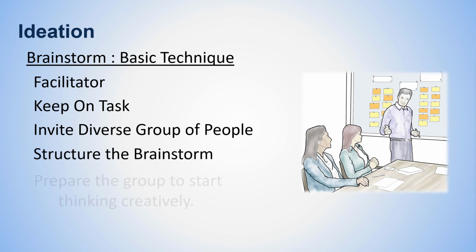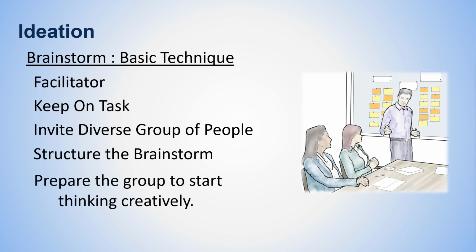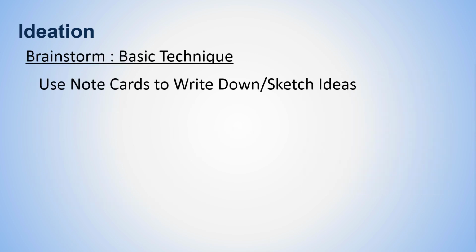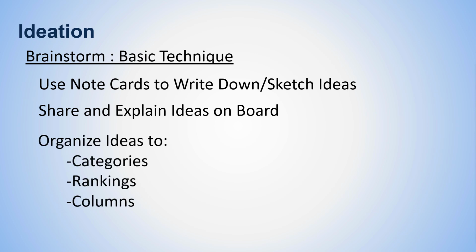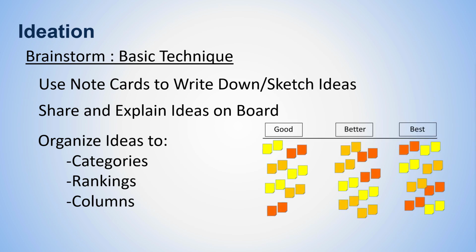And you want to structure the brainstorming. And one way is prepare the group to start thinking creatively. And what you want to do is you want to use note cards to write down sketch ideas. And you want to be able to share and explain the ideas and place them on the board. And then you're going to organize these ideas on the board to three different areas. We have categories, rankings, and columns. So one way we used to do good, better, and best. Now everyone's idea was a good idea, and then we take those ideas, move them to the better, and then eventually agree to what was the best. And that was after you basically had all the ideas written down.